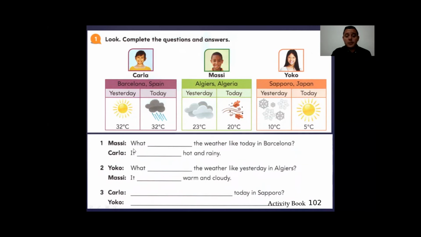How do we ask about the weather today in Barcelona? Are we going to use is or was? I'm waiting for your answers. What is the weather like today, or what was the weather like today? Which one? Yes, if we want to ask about the weather today, we use what is the weather like today. And our answer is, look here, it is hot and rainy.